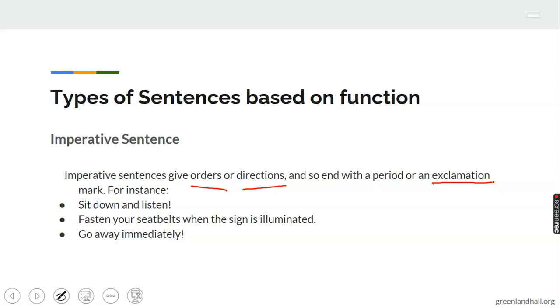They shout at you, and you sit up. Fasten your seatbelts when the light is illuminated. That is more or less an order, a soft order. Fasten your seatbelt when the light is illuminated. Then you can see this is not declarative. Although it has a full stop, it is not declarative because it is not stating a fact. Note that. Go away immediately. Go away immediately. That is an order, and that makes it imperative.